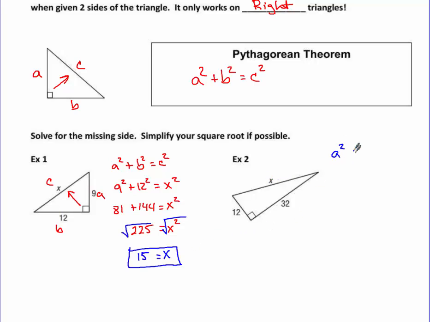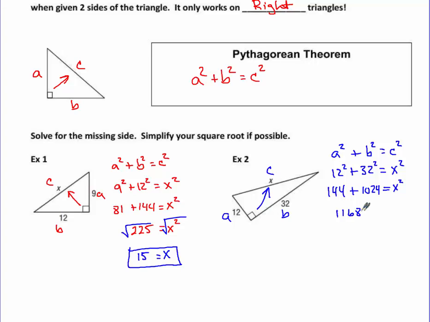So we've got a squared plus b squared equals c squared. So a and b don't matter. They can be either of the two legs. The opposite of the right angle is the one that's important. That's our c. So 12 squared plus 32 squared equals x squared. Now 12 squared is 144. 32 squared, you're probably going to have to get the calculator out for that one. That is 1024. So 1024 plus 144 is 1168. And that equals x squared.